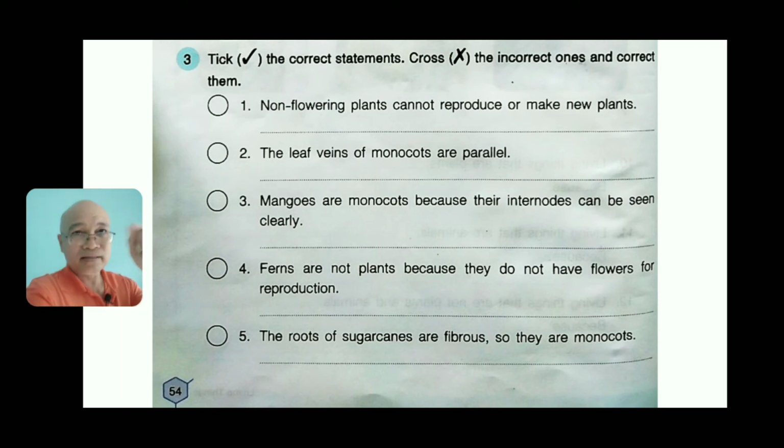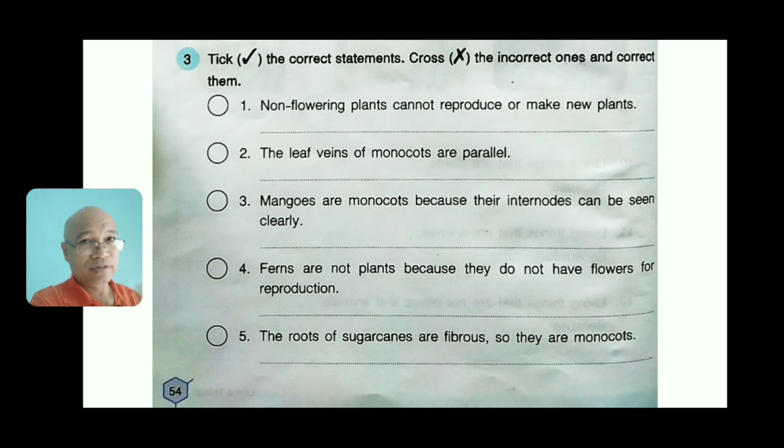Tick the correct statements, cross X the incorrect ones and correct them. For example, number 1, non-flowering plants cannot reproduce or make new plants. You think so? I don't think so. Number 2, the leaf veins of monocots are parallel. Are you sure? Go over it. Number 3, mangoes are monocots because their internodes can be seen clearly.